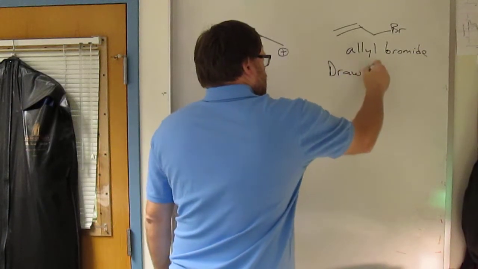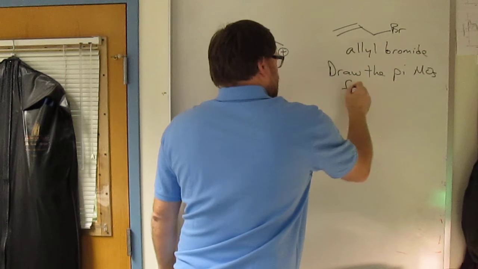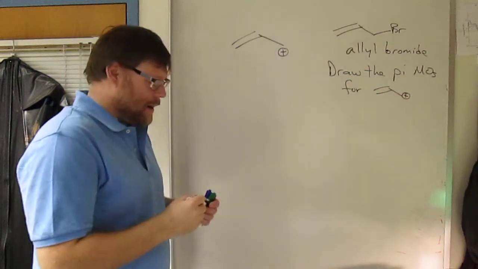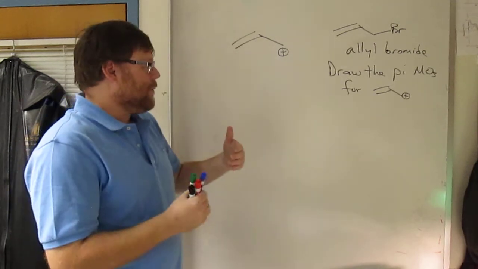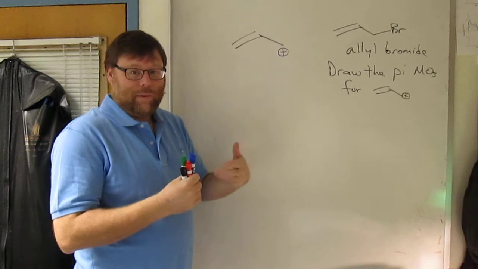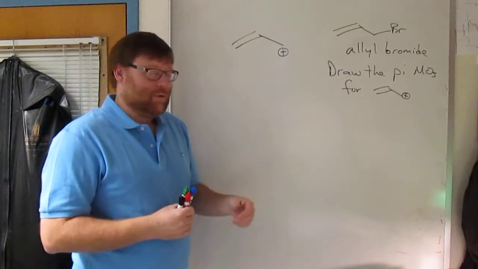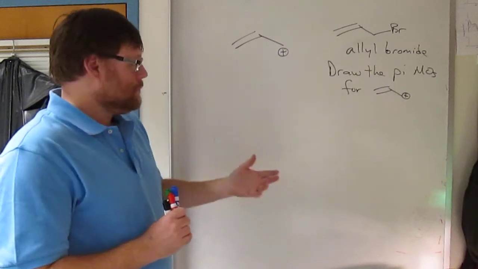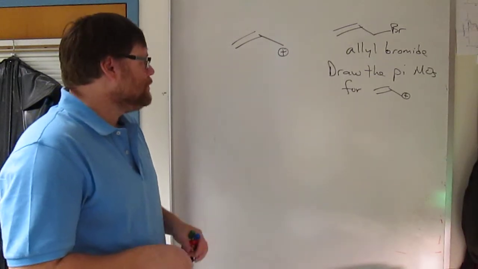draw the pi MOs for allyl cation. Go ahead and hit pause. So here I'm only looking for the pi orbitals. The sigma orbitals are going to be made up of the overlap of sp2, sp2, or sp3, or sp, or whatever hybrid orbitals. The pi orbitals are just going to be made up of the p orbitals. That's what I want you to draw. Alright, hit pause, work on that, come back.